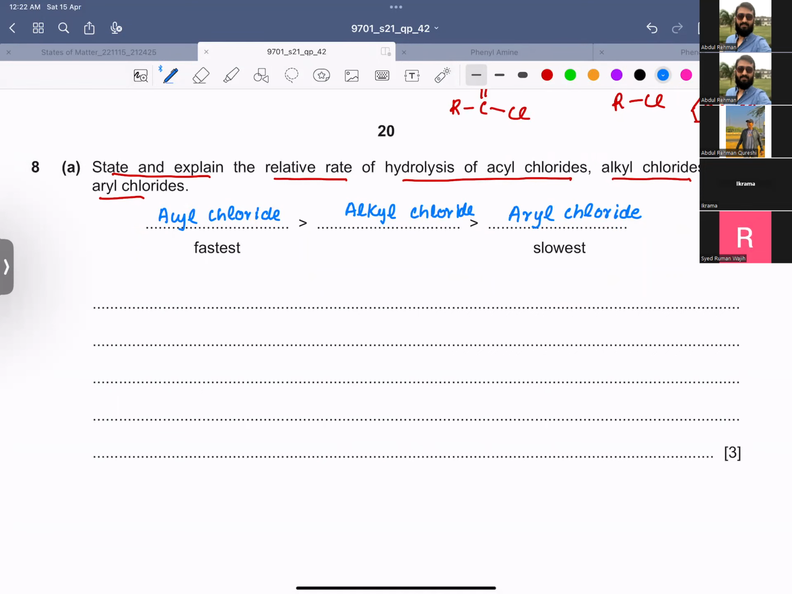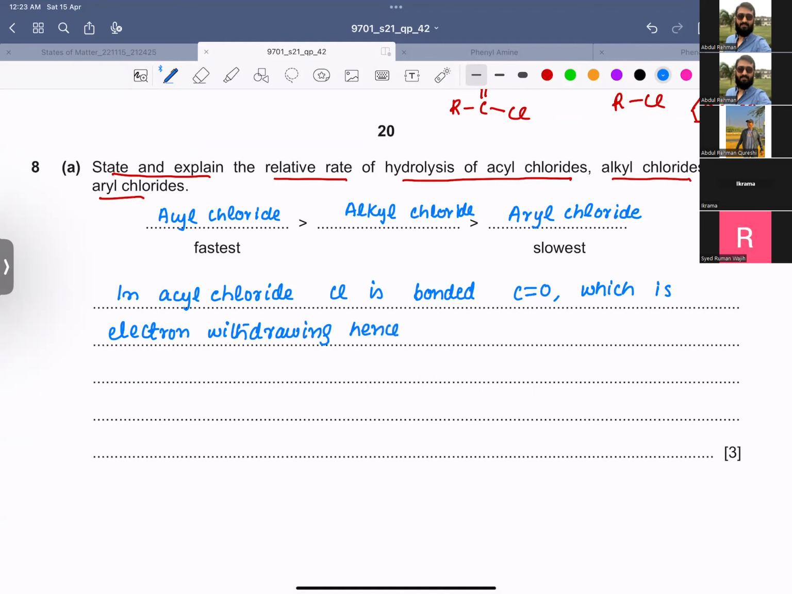Now, for the explanation, in acyl chloride, chlorine is bonded to C double bond O, which is electron withdrawing due to the electronegative oxygen atom, hence the carbon chlorine bond gets weaker. Is this clear?